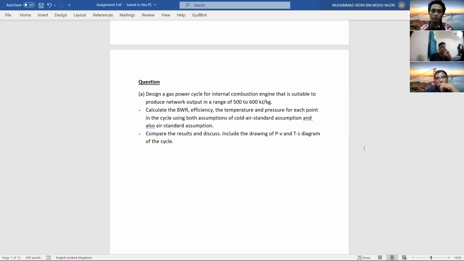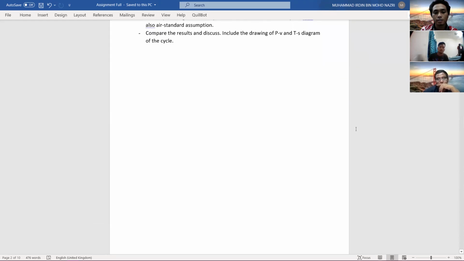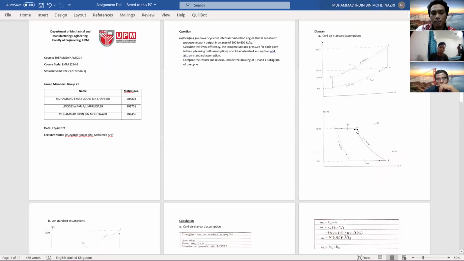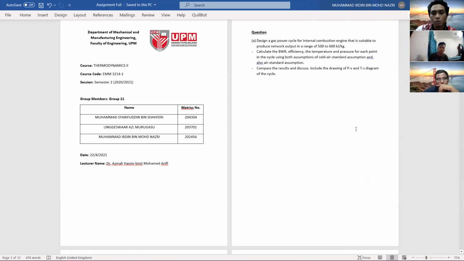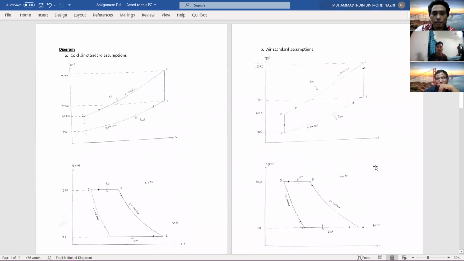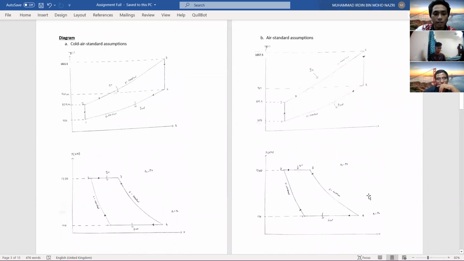So the cycle that we have chosen is going to be the ideal Brayton cycle, with some of its initial parameters given or decided. So we will move on to the next part. As usual, before we solve any power cycle problem, we would like to first see the diagram for PV and TS. And for that, I would give this explanation to Muhammad Irdin. Please.